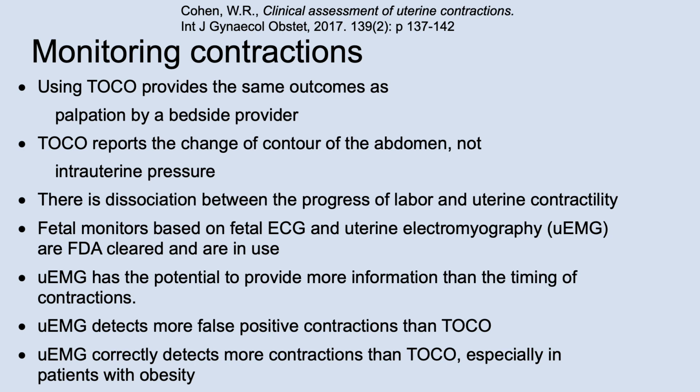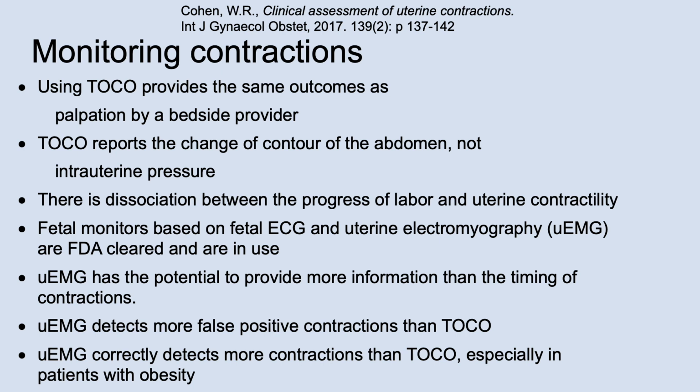Second point is that TOCO reports only the change of contour of the abdomen and not intrauterine pressure. What happens here is that as the intrauterine pressure rises, the uterus changes shape, and the TOCO reports that. But when the shape change has been fully accommodated, the intrauterine pressure can rise further, and the TOCO won't report any additional shape change. So, in other words, TOCO is not an accurate representation of intrauterine pressure. It's not only not quantitative, but it doesn't reflect intrauterine pressure profile accurately and under all conditions.